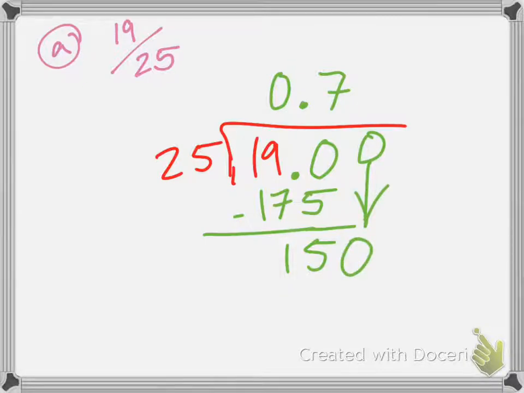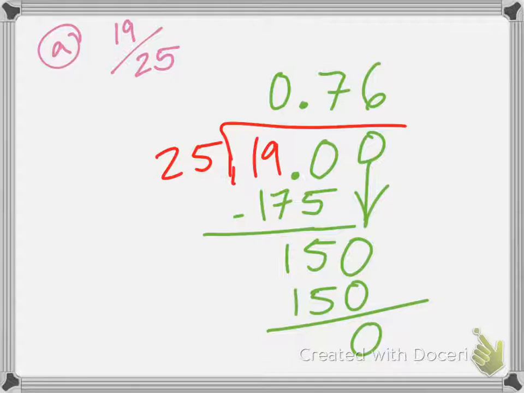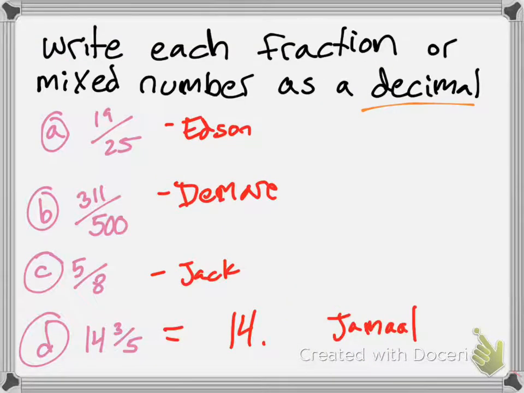So Edson, how many times does 25 go into 150? How many quarters are in $1.50? 6 times. And it is exactly 150. When you get down to a 0, you are done. Or when you get to a repeating number, we are done. We will talk about repeating and terminating decimals later again. So exactly, Edson, we get our answer to be 0 and 76 hundredths.